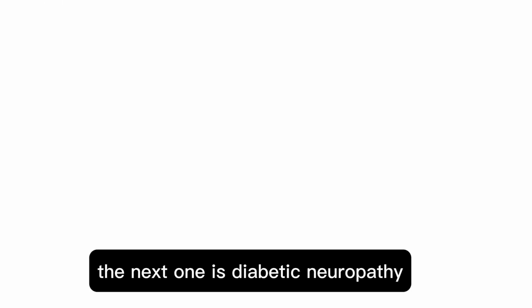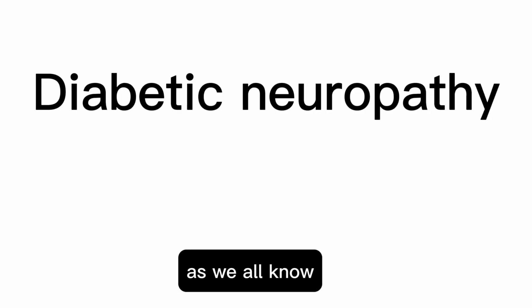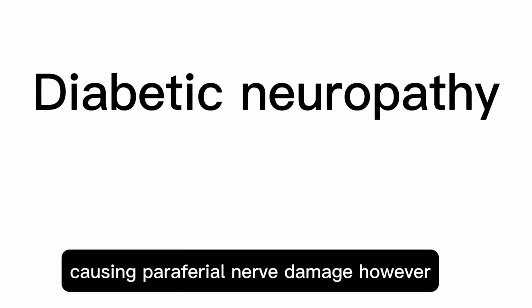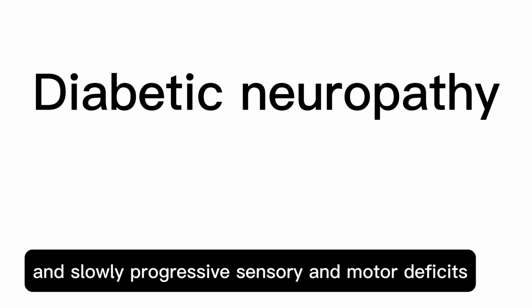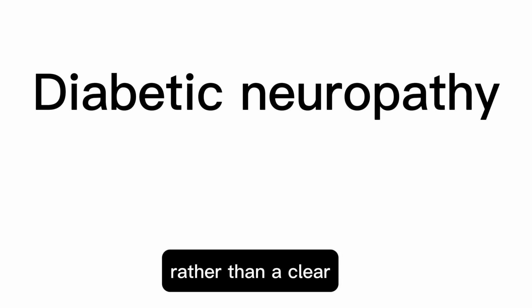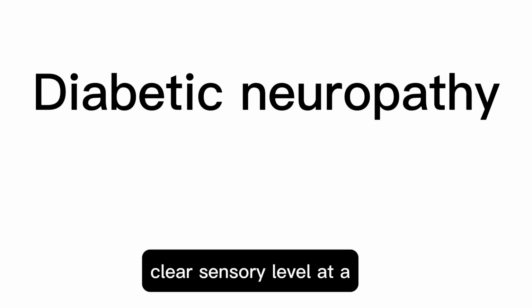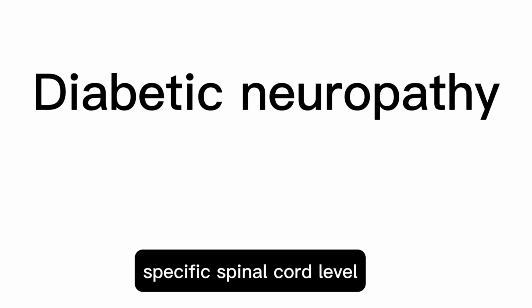The next one is diabetic neuropathy. As we all know, it is a common complication of diabetes causing peripheral nerve damage. However, it usually presents with symmetric, distal, and slowly progressive sensory and motor deficits rather than a clear sensory level at a specific spinal cord level.